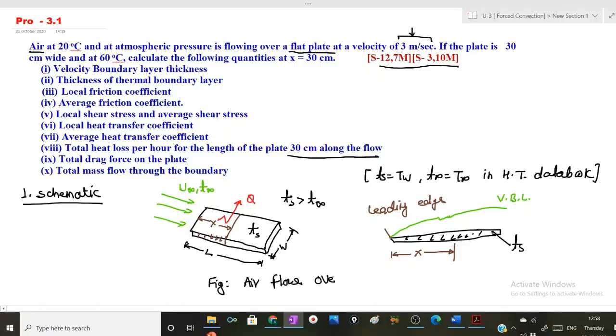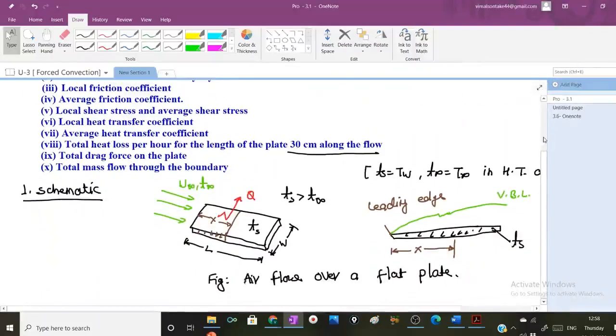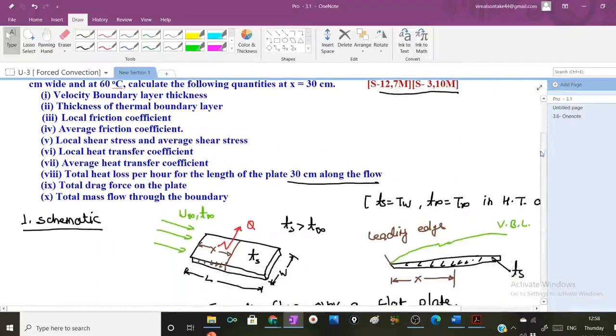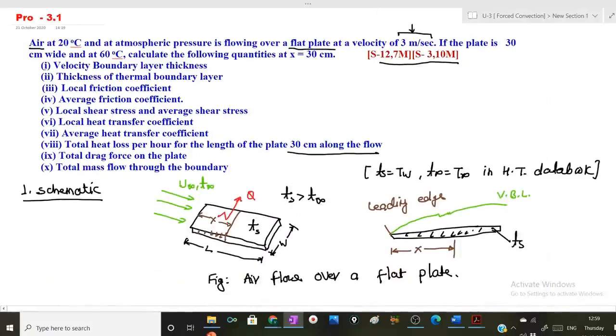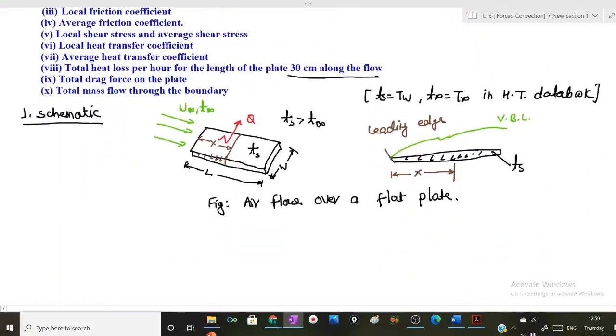Air flow over a flat plate. So see, I could represent in all sense all the parameters affecting the heat transfer phenomena. So this is the complete schematic of this problem.